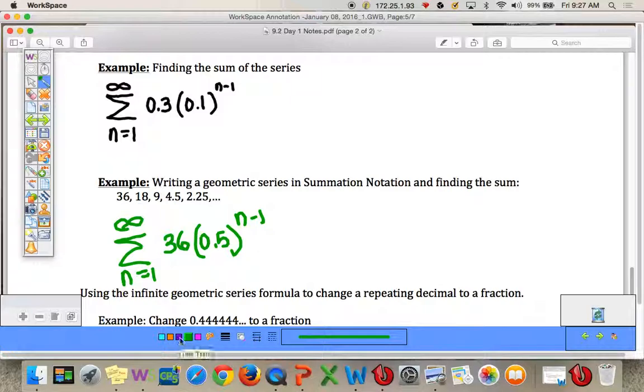All right, let's find the sum. We can do that because our ratio is less than 1. So since these are decreasing, it will eventually go down to 0, and we can add these up to get one sum. The sum is the first term over 1 minus the ratio. And so here, that will equal 72. Okay, so if we add these all together, that should equal 72.